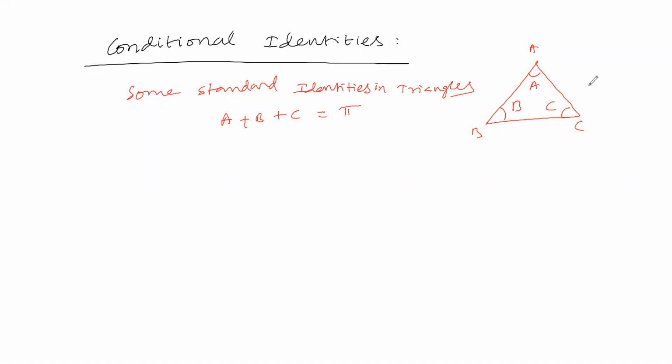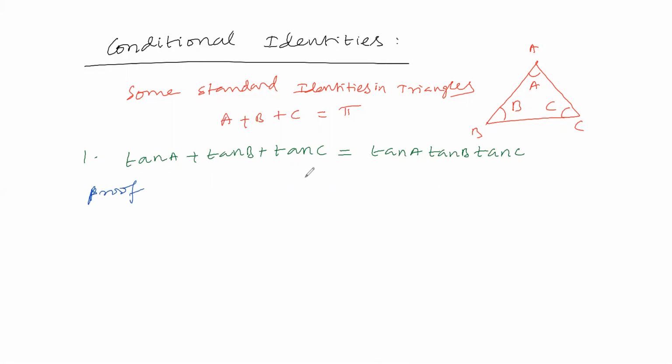Now see here, some important identities are there. These are taken as results. First result is tan A plus tan B plus tan C is equal to tan A into tan B into tan C. We discuss the proof for this result. Whether you understand or not, no problem, but this result is important. The derivation is also important, the proof also you have to learn.